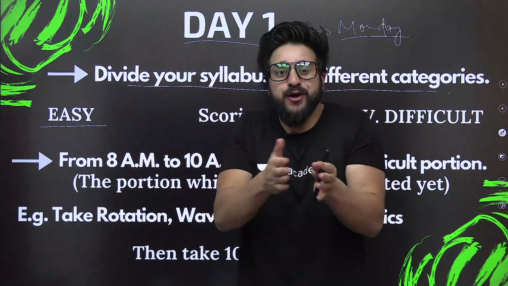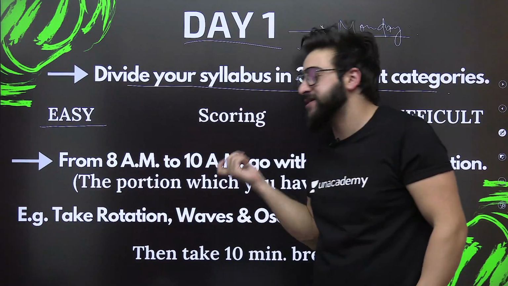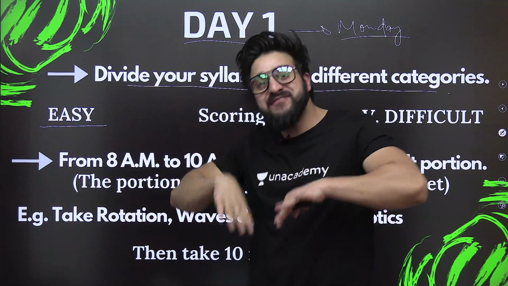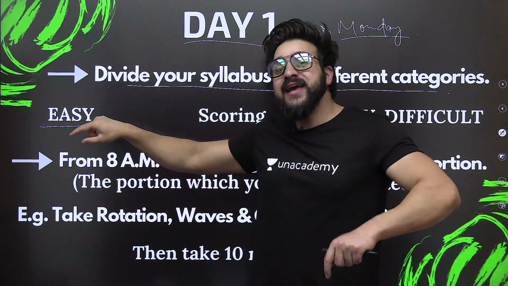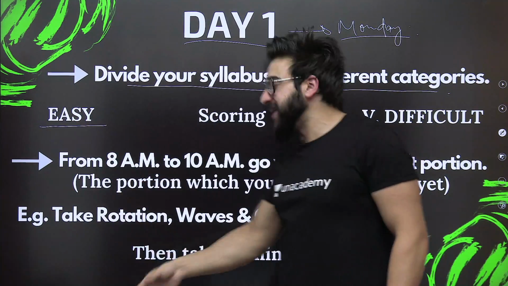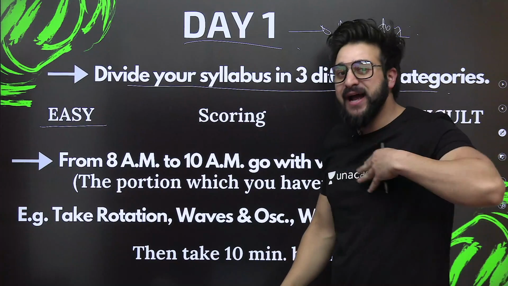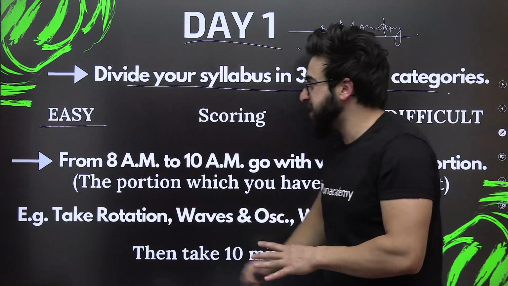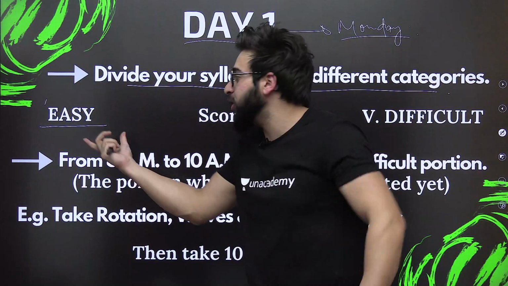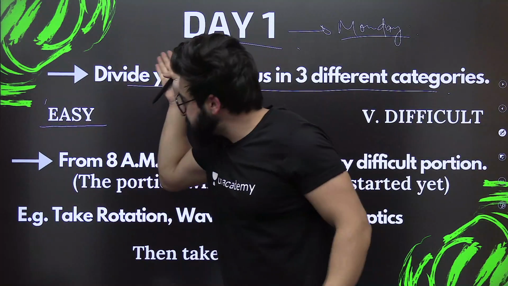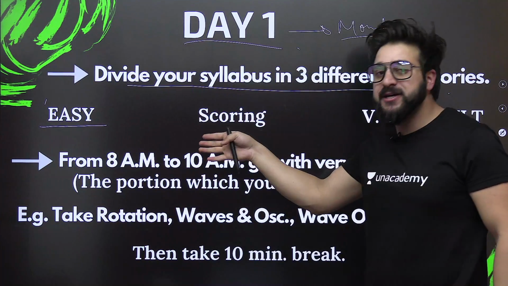According to different people, different chapters are easy. So you have to put accordingly what belongs to each category. That I don't have to decide. According to you only, you put the easy chapters in this category, the scoring chapters in this category.